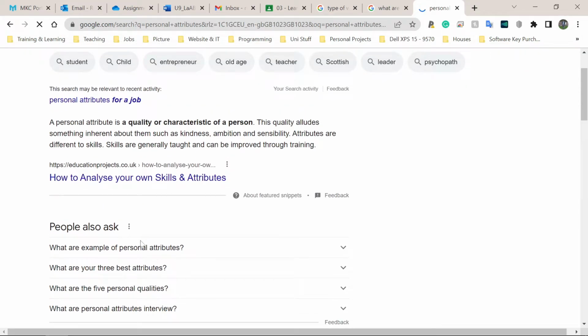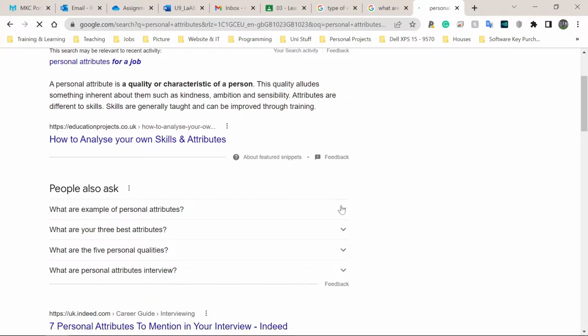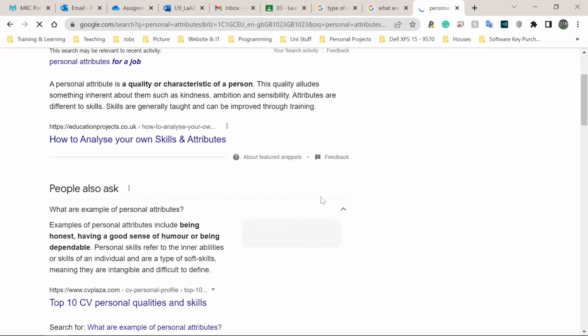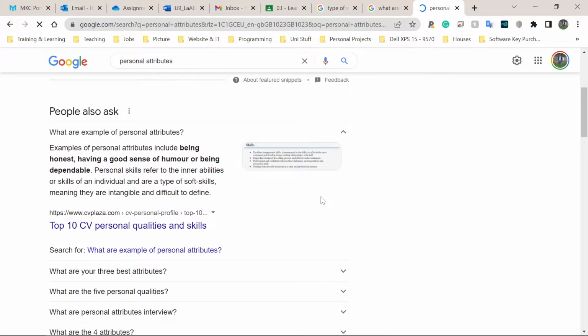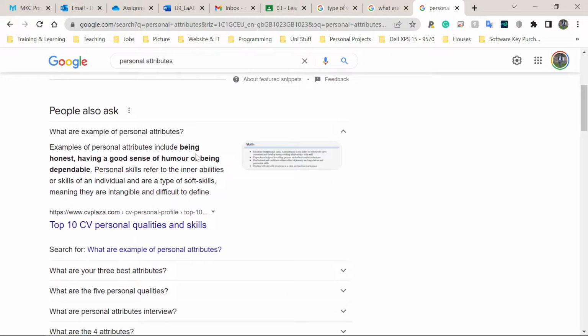And then it's going to give us a list. One second, it's still loading for some reason. Still loading again. All right, personal attributes. So being honest, having a good sense of humor, or being dependable. I think being dependable there is probably the main one when thinking about work experience. So let's go with that one.